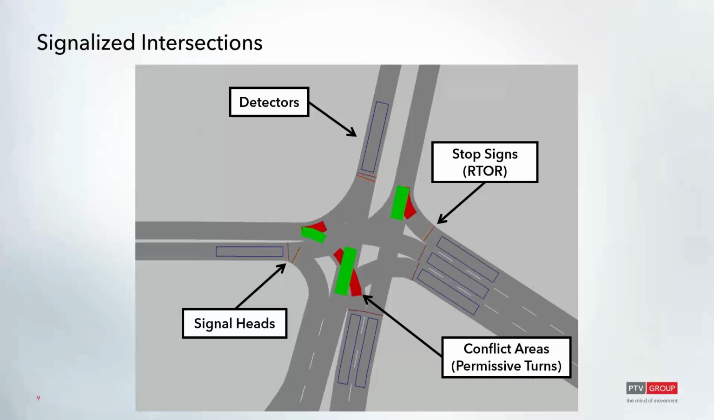And then finally, for any of the permissive turns, such as the permissive left turns, or if we have these right turn on reds, in order to model those conflict areas, we'll have to actually add those conflict areas within the network so that the vehicles will be able to see each other on those conflicting movements.